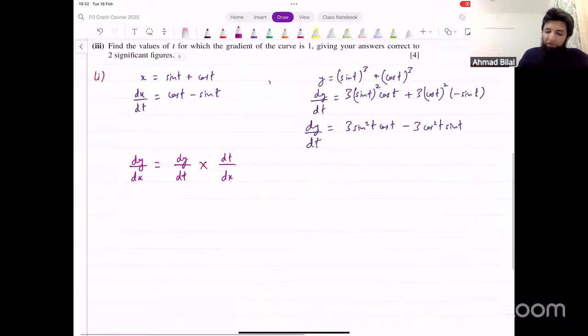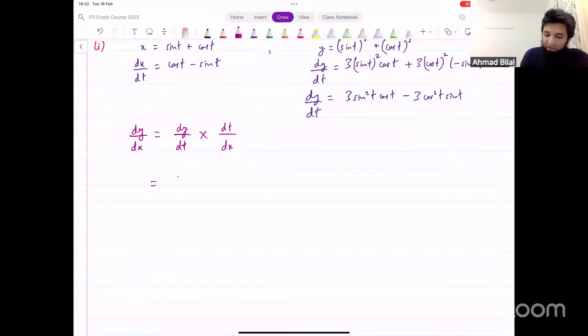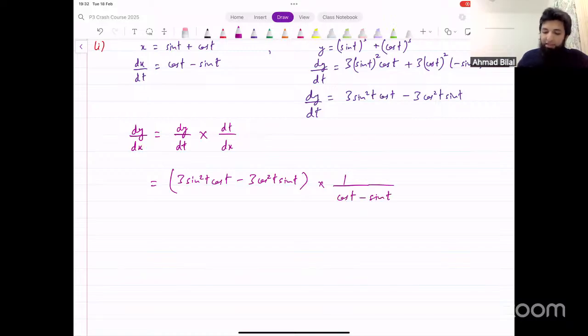Now what's dy over dt? That's this expression on the right. So it becomes 3 sine squared t times cos t minus 3 cos squared t times sine t, multiplied by dt over dx. That's the reciprocal of this. That's 1 over cos t minus sine t. Okay, so that's what dy over dx is turning out to be. We have found the derivative.